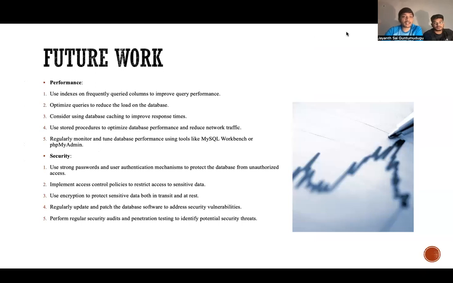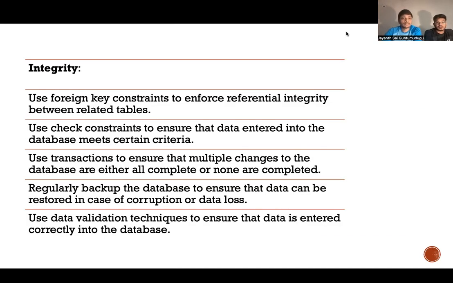So this is the future work we can see, like performance and security. Coming to performance, we can say use indexes on frequently queried columns to improve query performance, and optimize the queries to reduce the load on the database. Coming to security, we all know security plays a major role in the project. So use encryption to protect sensitive data both in transit and at rest. Regularly update and patch the database software to address security vulnerabilities. Then integrity constraints: use foreign key constraints to enforce referential integrity between the relational data tables, and use check constraints to ensure that the data entered into the database meets certain criteria.